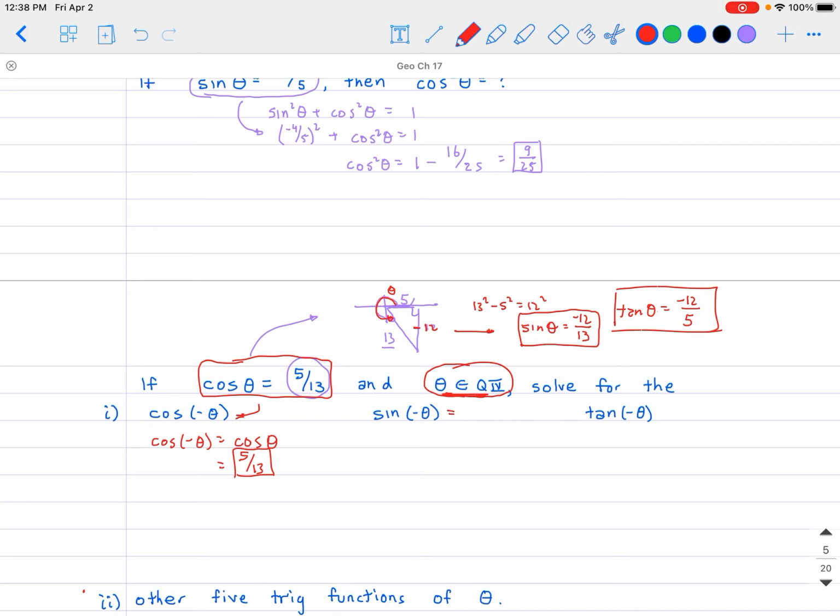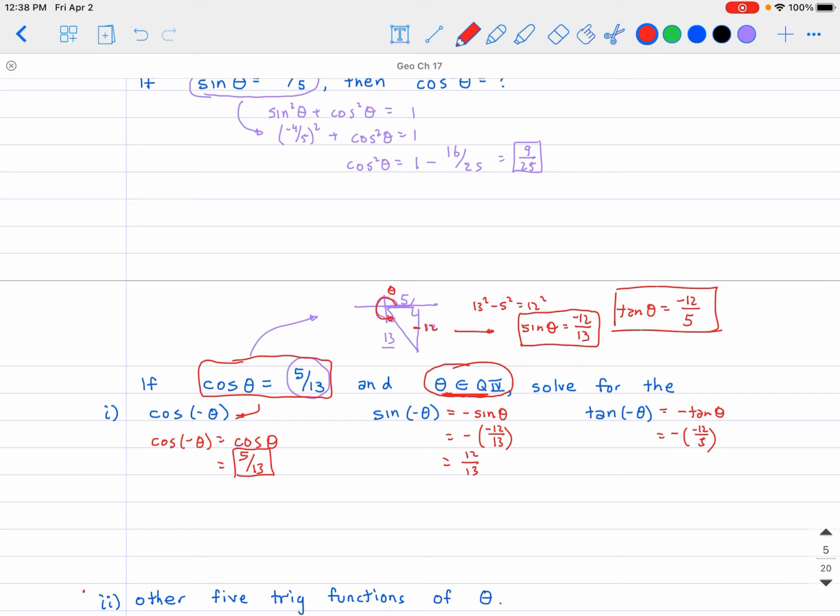Sine of negative theta, on the other hand, is supposed to be equal to negative sine of theta. So negative, and then sine of theta we just solved for, negative 12 over 13. So the answer is going to be 12 over 13. And finally, for tangent of negative theta, that is equal to negative tangent of theta, so that is equal to negative, in parentheses, negative 12 over 5.